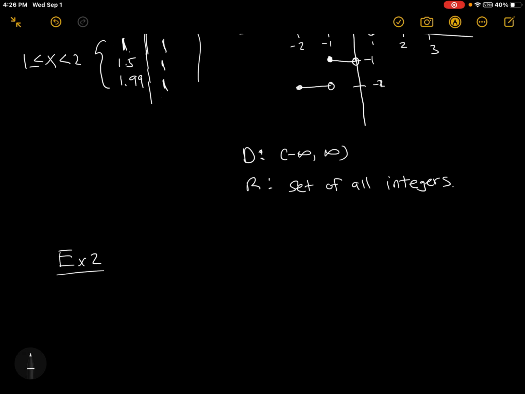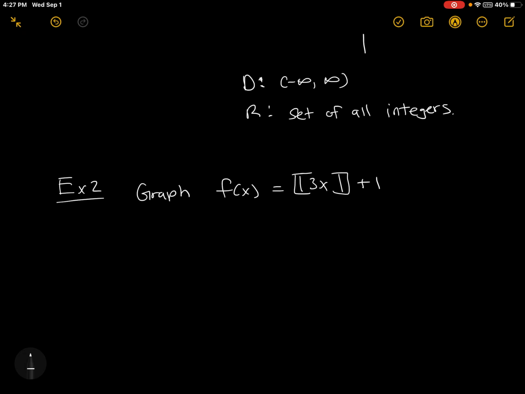How about if we graph f of x is equal to the greatest integer function of 3x plus 1. Okay, so in the next section, 1.4, we're actually going to go over transformations. Later on, you will learn that this is a horizontal shrink by a factor of 1/3, and this last value right here actually shifts it up 1 unit. But that's in 1.4. In this section, we're just going to plug in points.